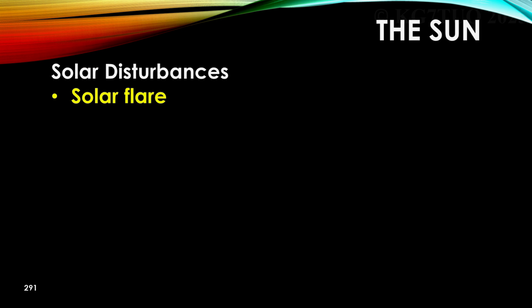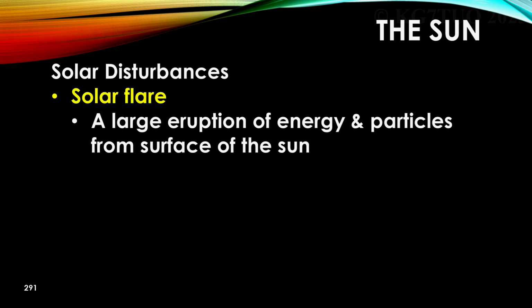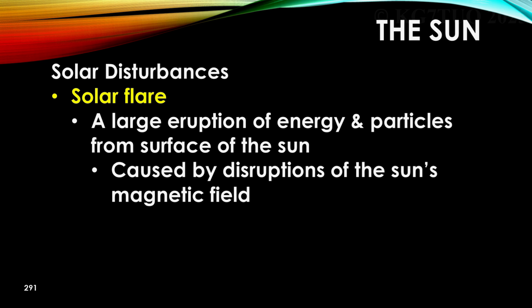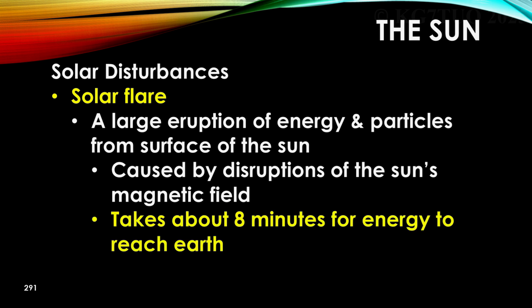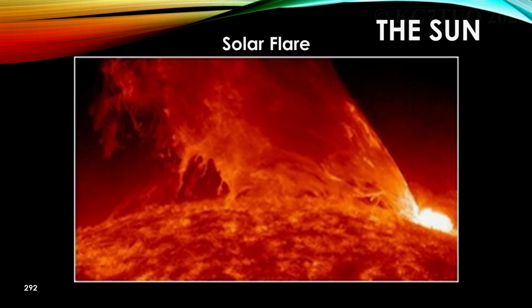Solar disturbances: a solar flare, a large eruption of energy. This is like a flashbulb going off on the surface of the sun. It's really intense, very bright, and very quick, and very powerful. Caused by disruption to the Sun's magnetic field. It takes about 8 minutes for the energy to reach Earth, so it's just like light. And there's an example of one. That bright area in the far right of that image is the flare itself. You've got this prominence blasting off from the sun caused by that flare.